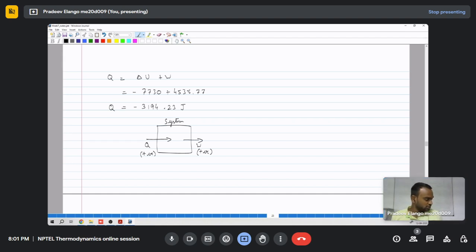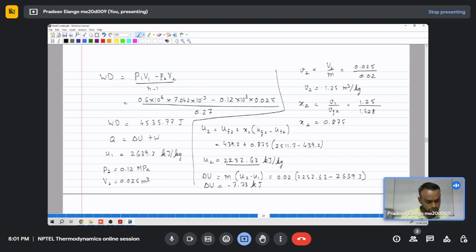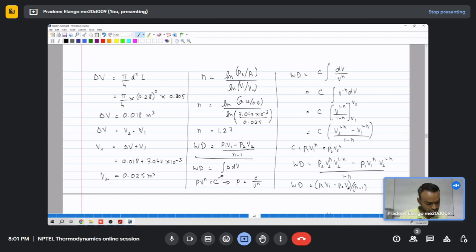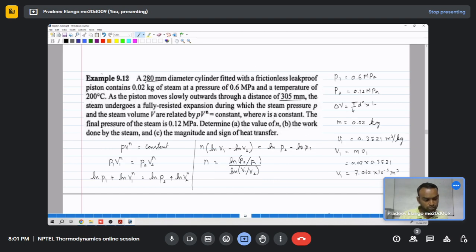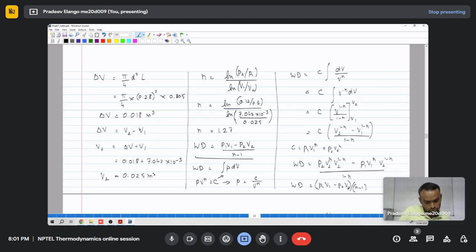So I think it's time now. If you have any doubt, I can answer now or you can see in the next class. Sir, in this problem, in the next slide, here, at the fourth column, what we are doing? Last column, work done. I have tried to derive the work done.